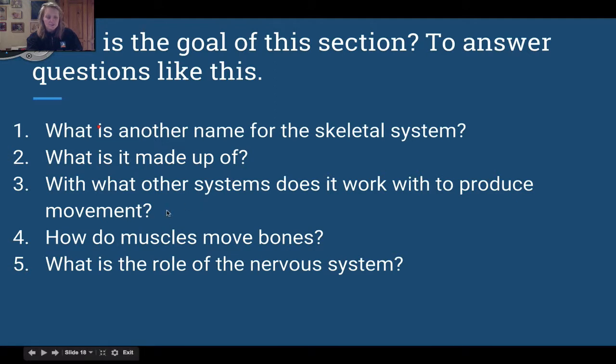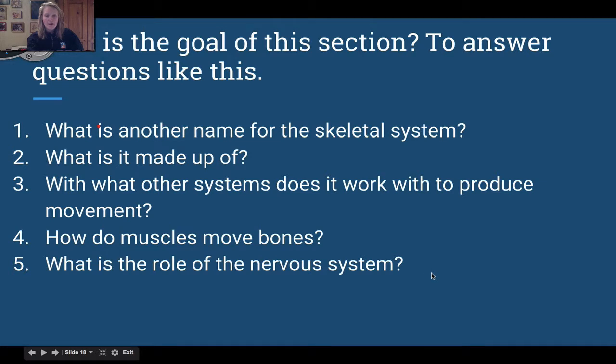And one thing is the muscular system. And then the other one actually is the nervous system, telling you to move your arm over here, right? So you need a little bit of your brain to pull some shots there. And then how do muscles move the bones? We talked about how they contract and relax. So the muscles contract, pulling the bone towards them in one direction, and then relaxing, putting the bone back. And what is the role of the nervous system? We said that it is to tell the bones and muscles to move.